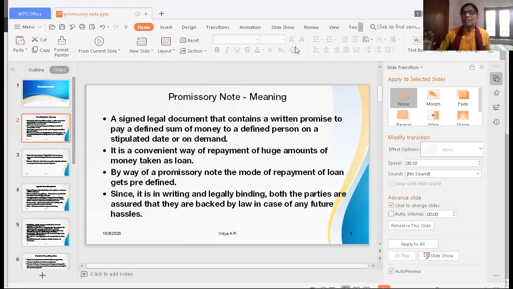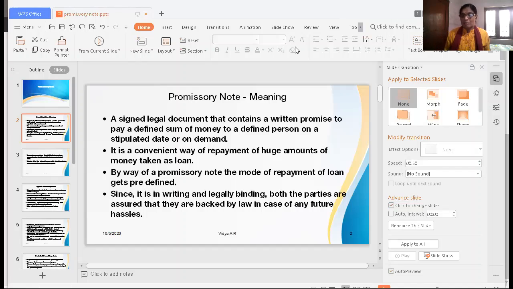How much amount you are taking as a loan? What is the kind of the interest you have to pay at the time of repayment? And who are the people involved? Along with the condition, whether it be given on demand or on a particular date. Both ways it can be made.